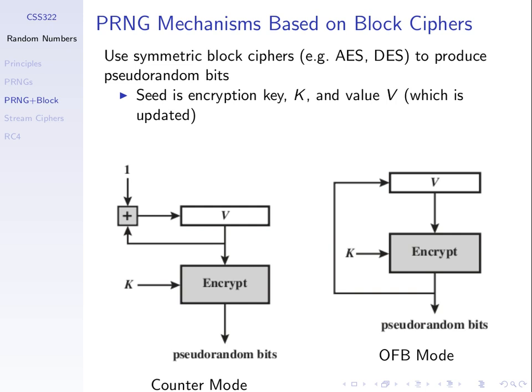And we can do it using output feedback mode, similar, where we take the output here and just keep feeding it into the encrypt operation. And so long as the key or the seed is secret, someone cannot determine what the sequence will be. Because if you don't know the key, then you don't know what sequence is going to be produced here. So you cannot predict what the sequence will be.